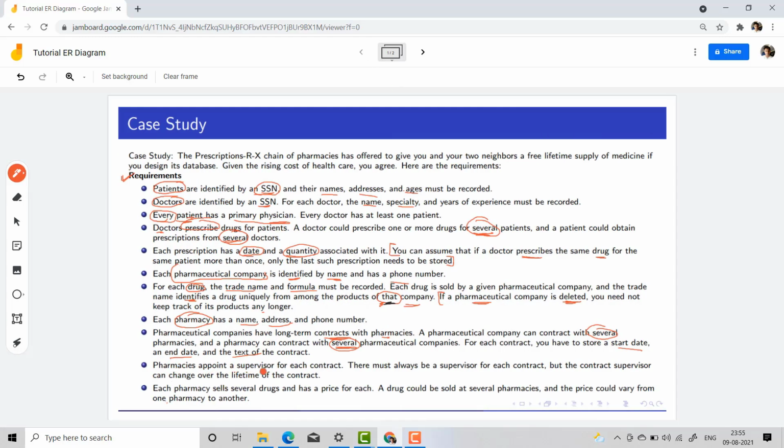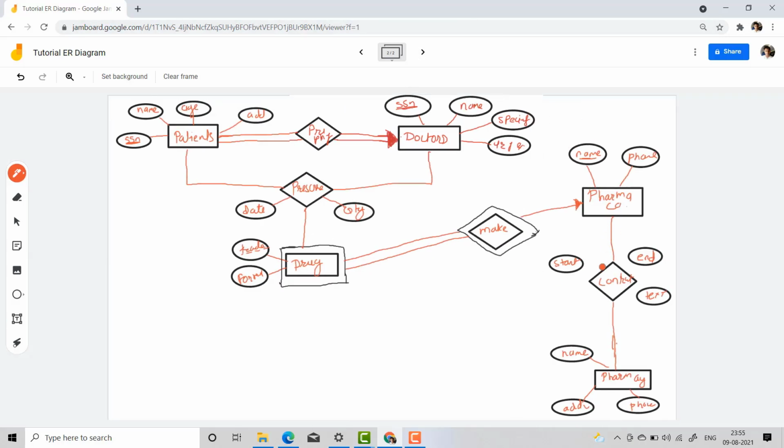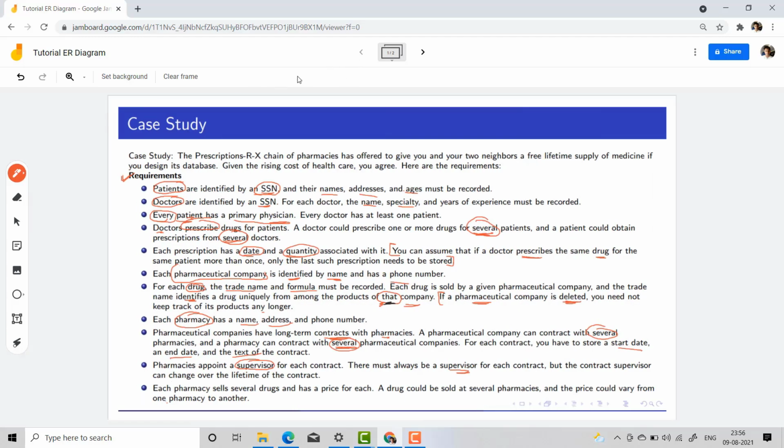Now, pharmacist appoints a supervisor for each contract. So one more attribute here, that is supervisor for contract. And there must always be a supervisor for each contract, but the contract supervisor can change over the lifetime of the contract. So it is already a many-to-many relationship between the pharmaceutical companies and pharmacy. So we need to draw one more attribute here, that is supervisor. Now we need to link this attribute with the relationship contract. I hope you are getting this.